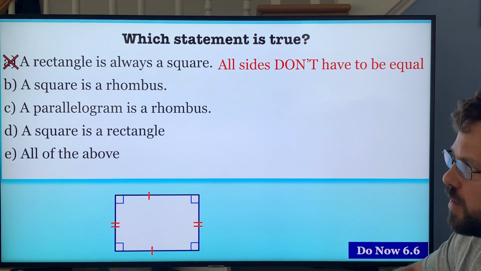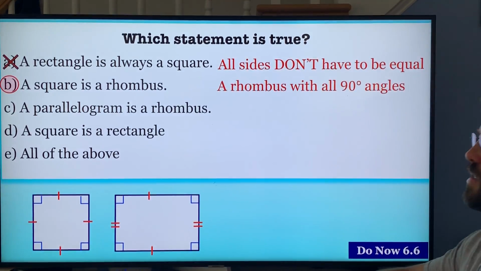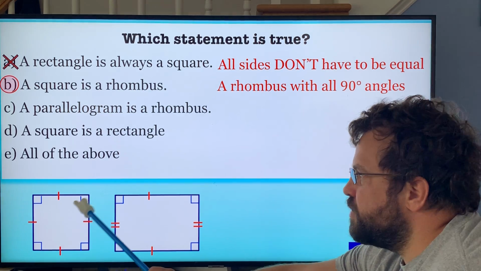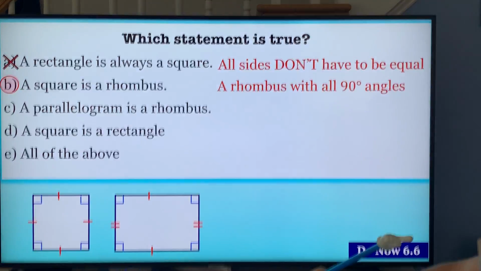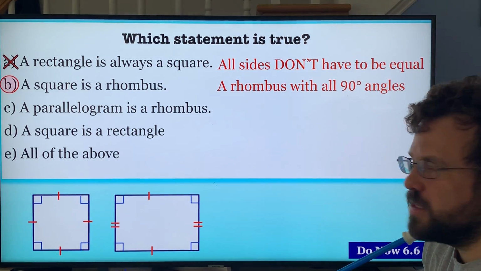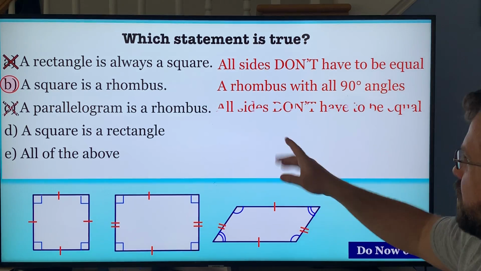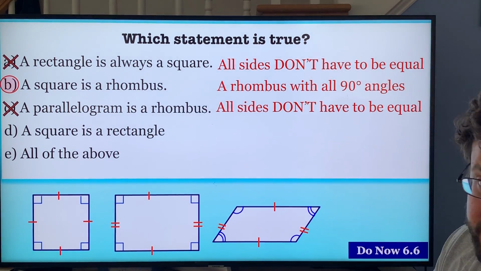Is a square a rhombus? Is that a rhombus? Yes, it is. It's just a rhombus, and instead of only opposite sides being equal, which they are, all the sides are equal. Is a parallelogram a rhombus? There's a parallelogram. Is that a rhombus? No. Because in a parallelogram, all the sides don't have to be equal. In a rhombus, they do.